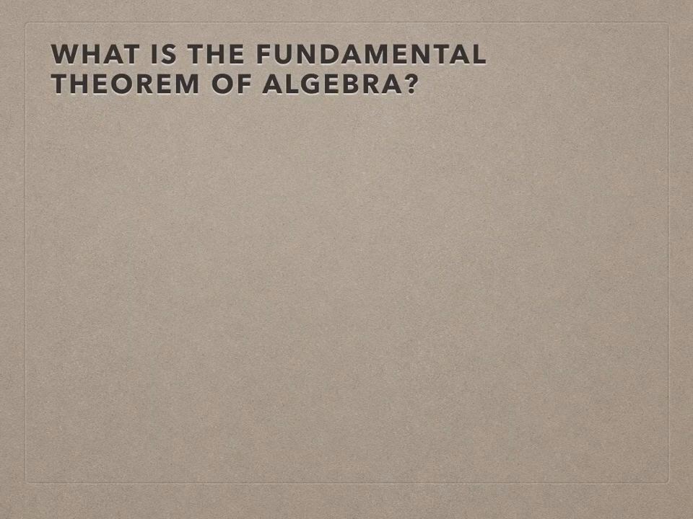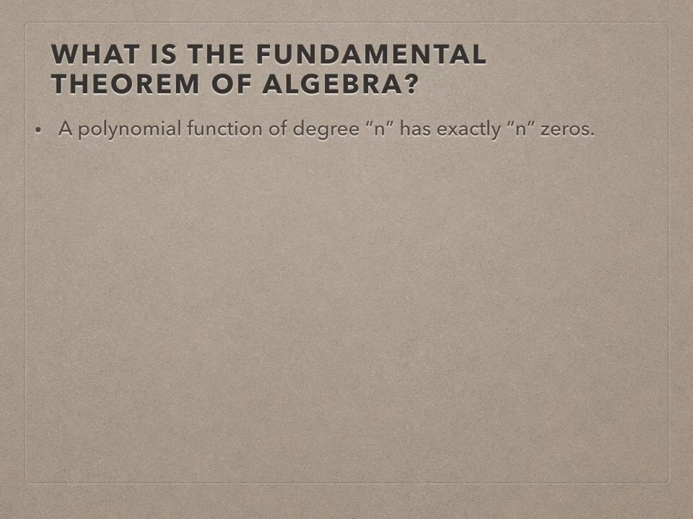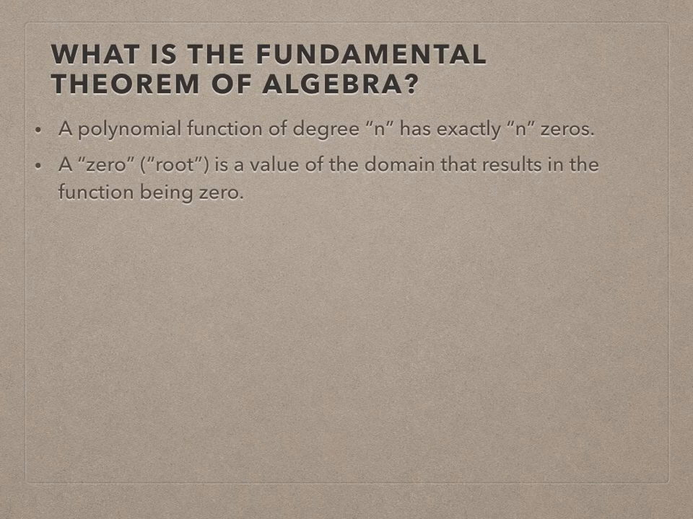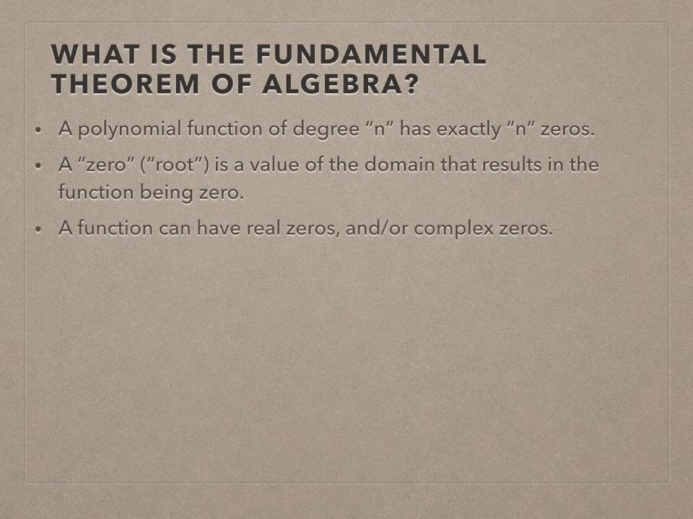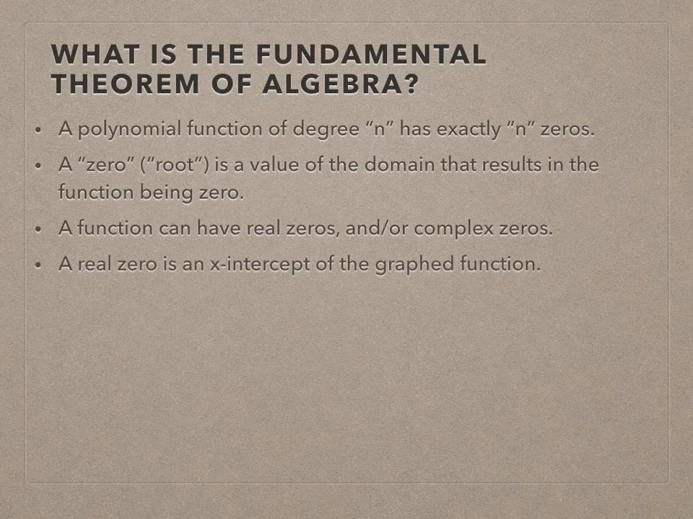Let's talk about the fundamental theorem of algebra. A polynomial function of degree n has exactly n zeros. A zero, or a root, is a value of the domain that results in the function being zero. A function can have real zeros and/or complex zeros. Remember that a real zero is an x-intercept of the graphed function.